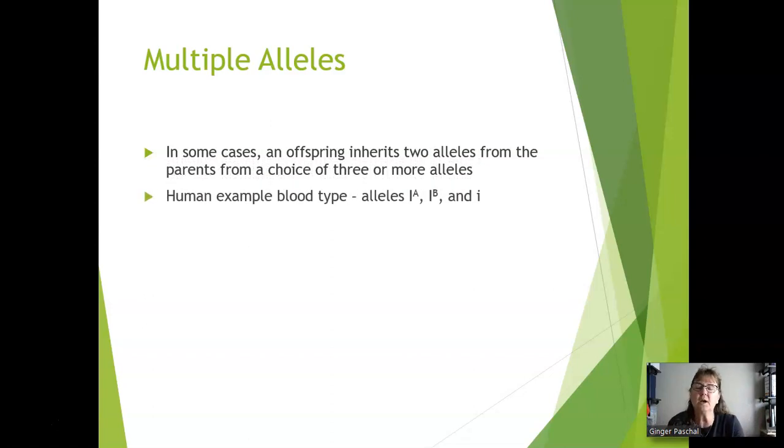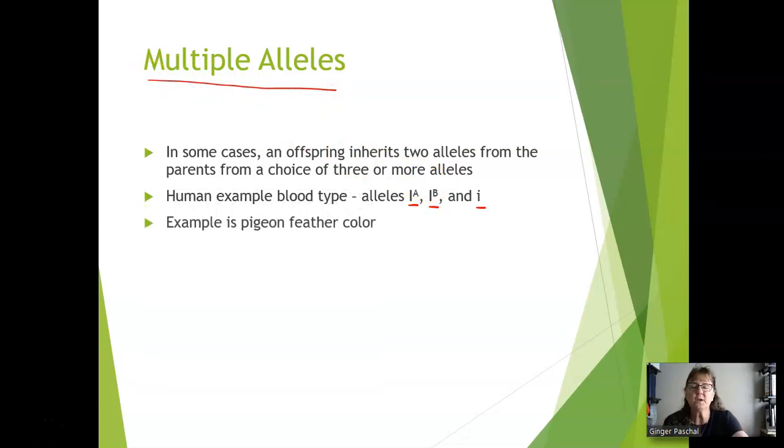Human examples are this. Again, going back to blood type, we have three different alleles for blood type in humans. We have I superscript A, I superscript B, and lowercase i. Now, each of the two parents has two of these three alleles, so they are going to give one of the two that they possess, but there are three alleles in the gene pool. Anytime you have more than two alleles in the gene pool for that gene, this is called multiple alleles. An example that we've got here is pigeon feather colors.